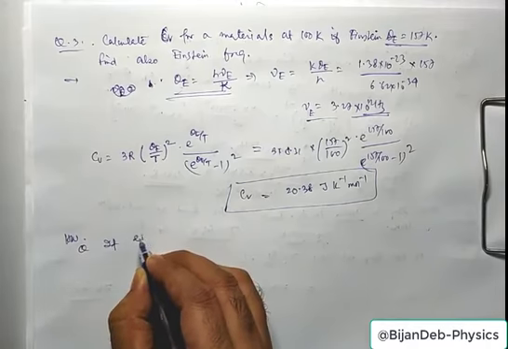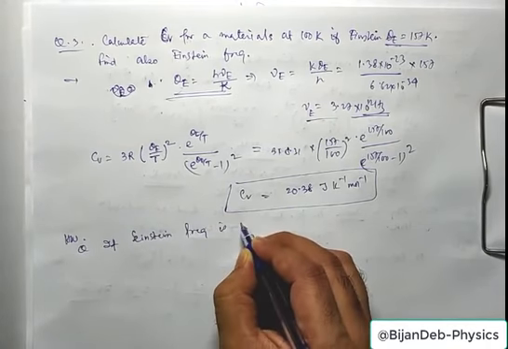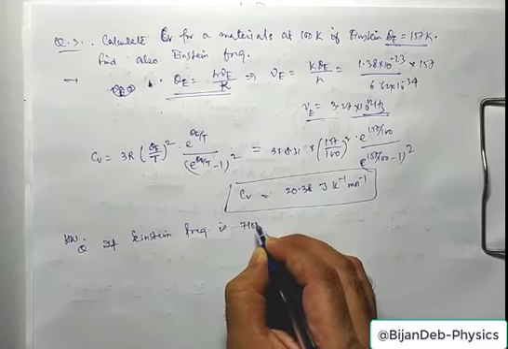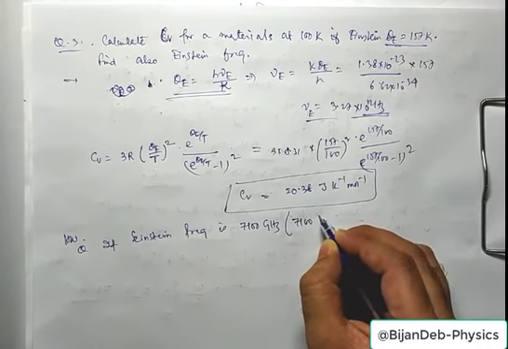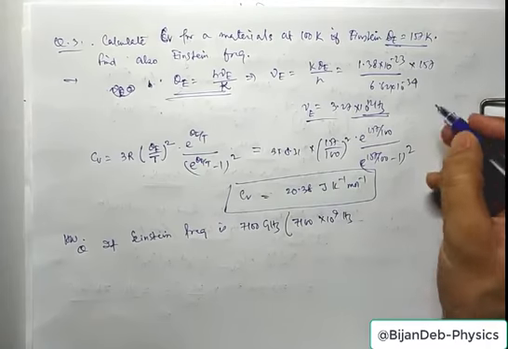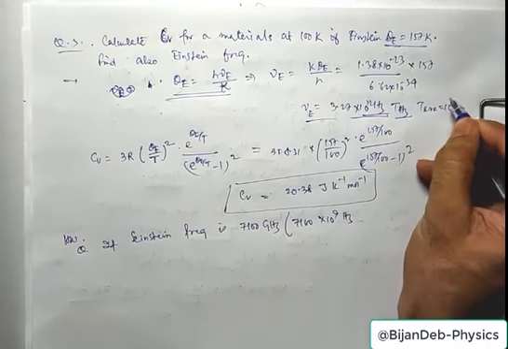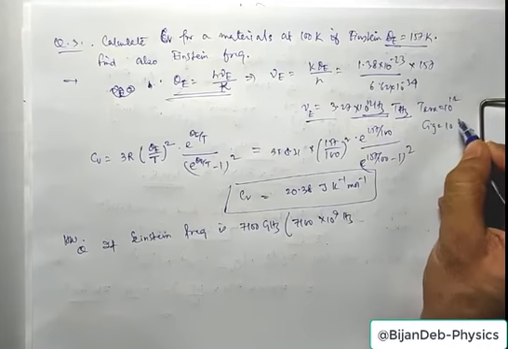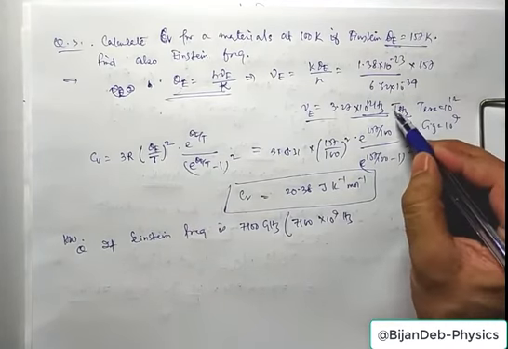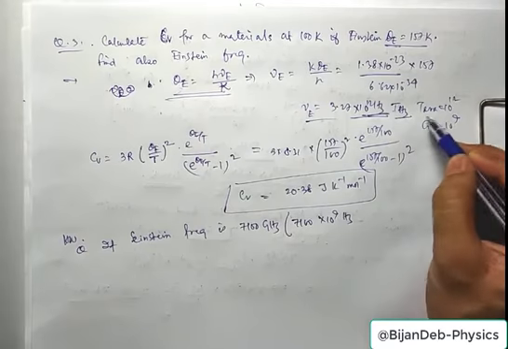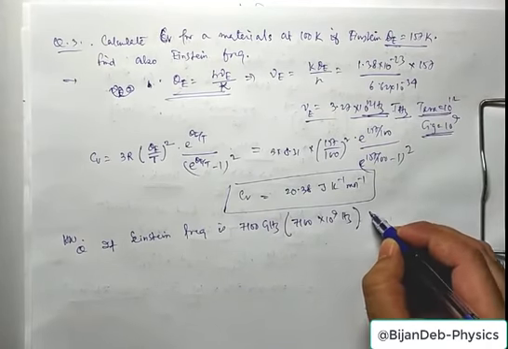If Einstein frequency is 7100 gigahertz, you should remember 7100 gigahertz means 7100 into 10 to the power 9 hertz. Actually this is terahertz. Tera means 10 to the power 12, and if it is giga, it is 10 to the power 9. Okay, so you should remember this is terahertz. Earlier I have mentioned wrongly giga, it is actually terahertz. So 10 to the power 9 is gigahertz.